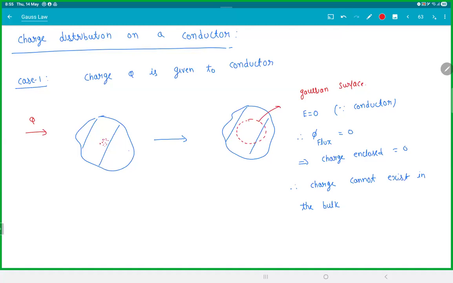Won't they all repel? And when they repel, what will happen? They'll try to go as far as possible. And what is as far as possible? The surface, isn't it? So when you put like charges together, they're just going to repel and fly off to the surface.